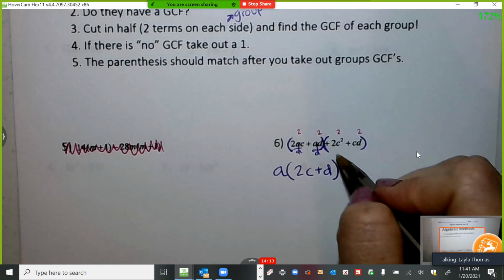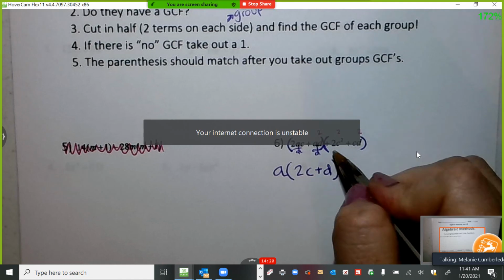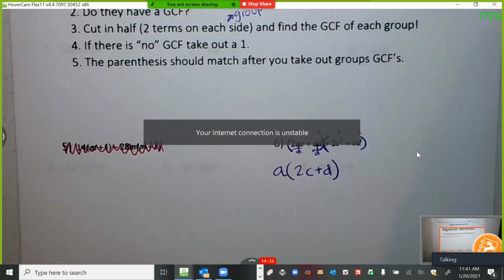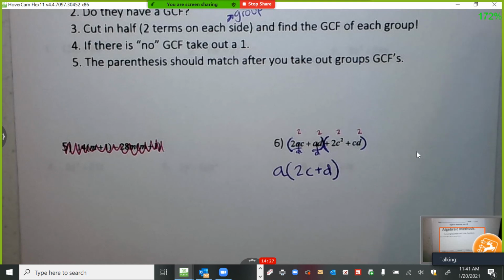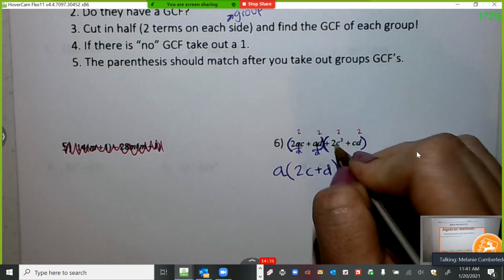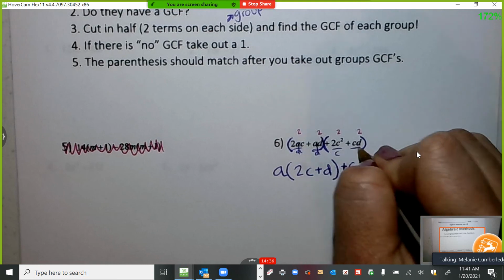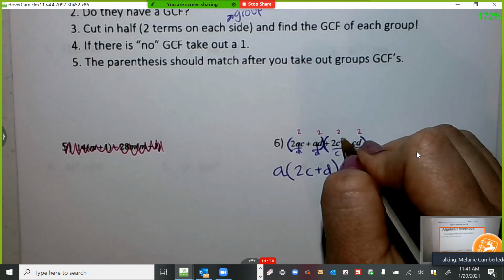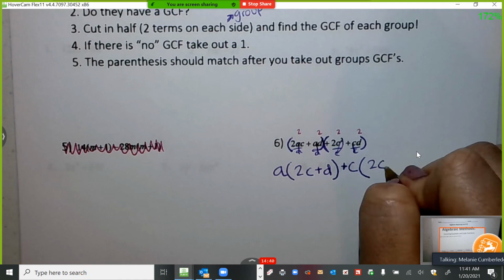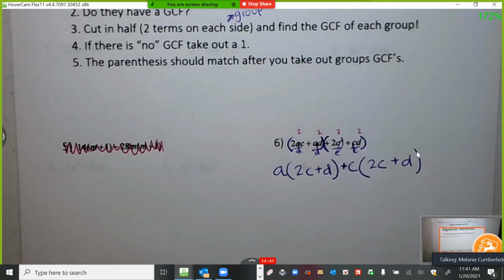Okay. Now look at the second group. What's my GCF here? C. It's just C. So it's a positive C because this is positive at the front. Okay, and when I take 1C out, that cancels. C squared just cancels the C. So we still have a 2C because we only took 1C out, plus D. Okay, so that is our step 3.